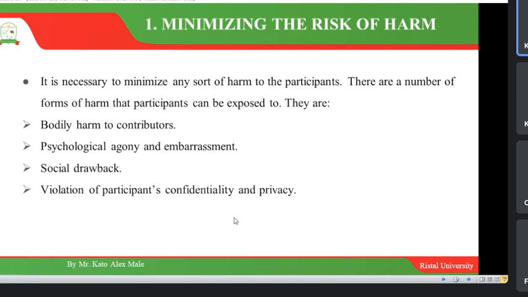There are cases of HIV/AIDS. Yes, they have volunteered to participate in your research. How are you going to leave them? Under which condition, according to their mental health, are you going to leave them? Minimize the risk of harm.